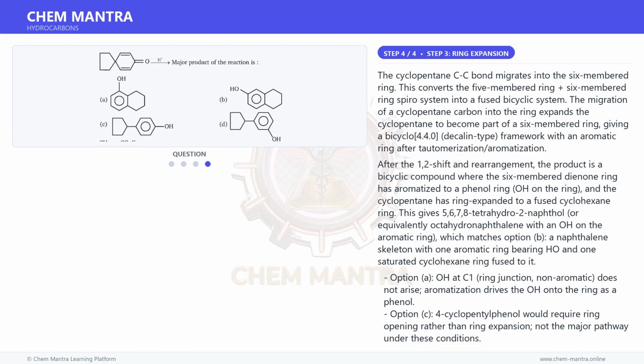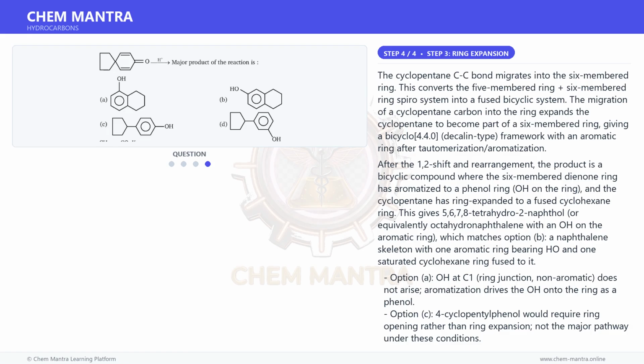After the 1,2 shift and rearrangement, the product is a bicyclic compound where the 6-membered dienone ring has aromatized to a phenol ring, or OH on the ring, and the cyclopentane has ring expanded to a fused cyclohexane ring. This gives 5,6,7,8-tetrahydro-2-naphthol, or equivalently octahydronaphthalene with an OH on the aromatic ring, which matches option B, a naphthalene skeleton with one aromatic ring bearing OH and one saturated cyclohexane ring fused to it.